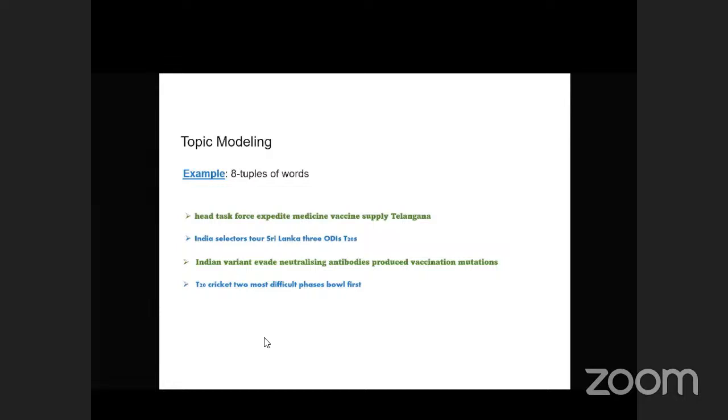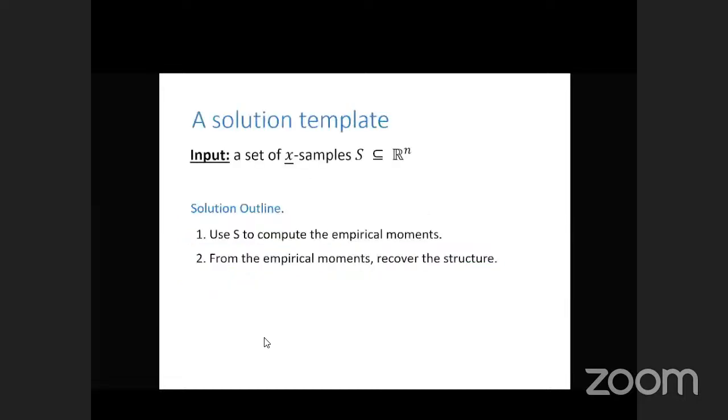So, more generally, given snippets of text like this, each snippet corresponds to a topic. We want to cluster these snippets into different topics. So here, the green ones are about medicine, and the blue ones are about cricket. And we want to do it automatically, without being told what these topics are. It turns out that for many such problems, there's some sort of common solution template to try to solve this.